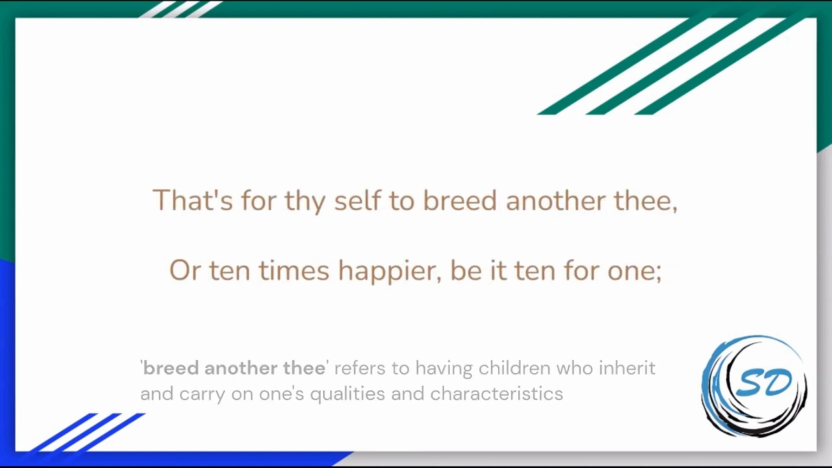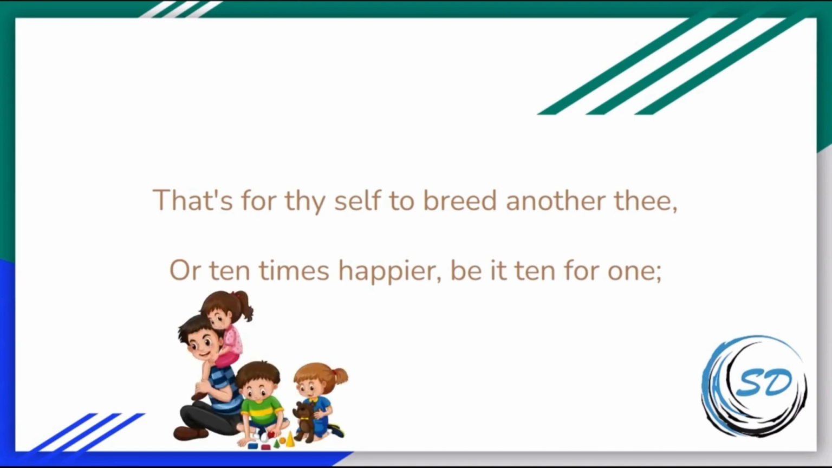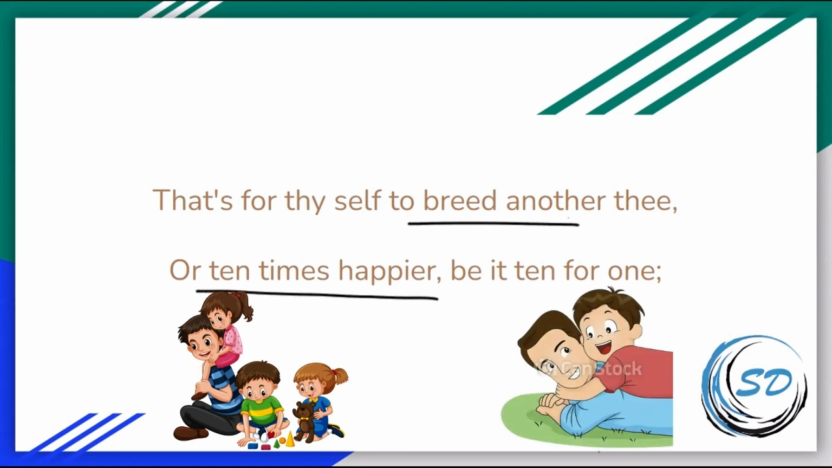That's for thyself to breed another thee, or ten times happier, be it ten for one. By using your beauty wisely and proactively, you can generate another person who shares your beauty or qualities. This new person would be ten times happier than you are, as if ten individuals were combined into one.